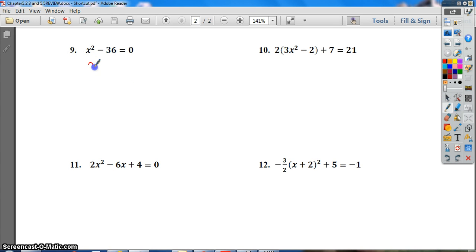Over here, I'm going to keep this nice. I'm going to move 36 over because I see I can solve for x squared by just taking the square root of 36, which is positive negative 6. So I solved it using square roots.